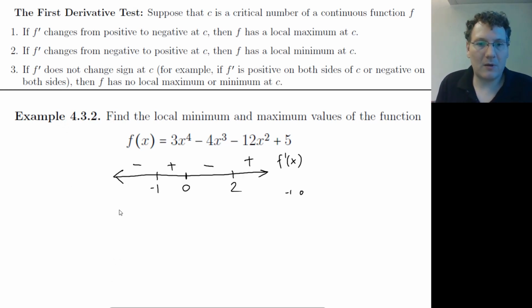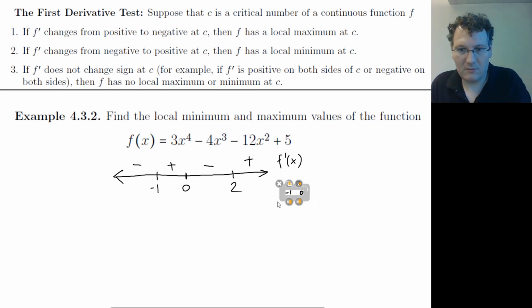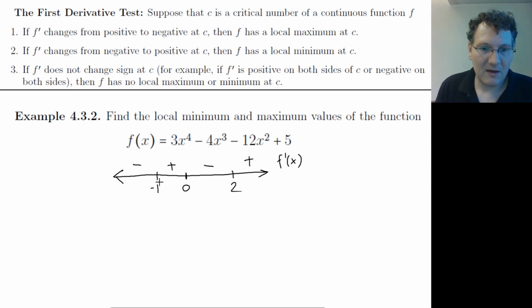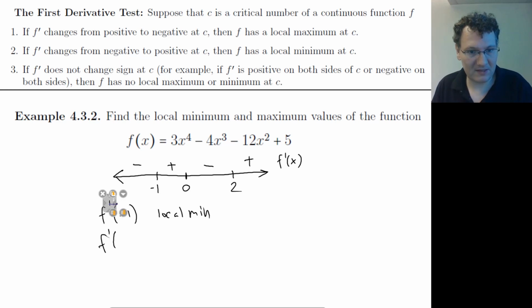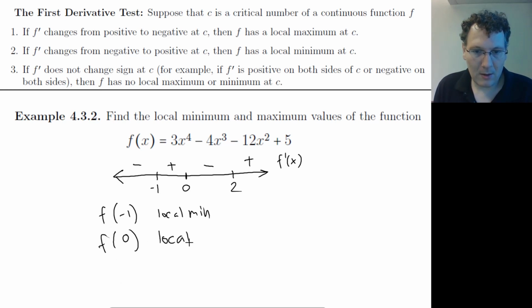If you recall, we found that the derivative changed from negative to positive at -1. Because it changed from negative to positive, that means f of -1 is a local minimum. Because it changes from positive to negative when x is at 0, f of 0 is a local maximum, and because it goes from negative to positive at 2, that means f of 2 is a local minimum.